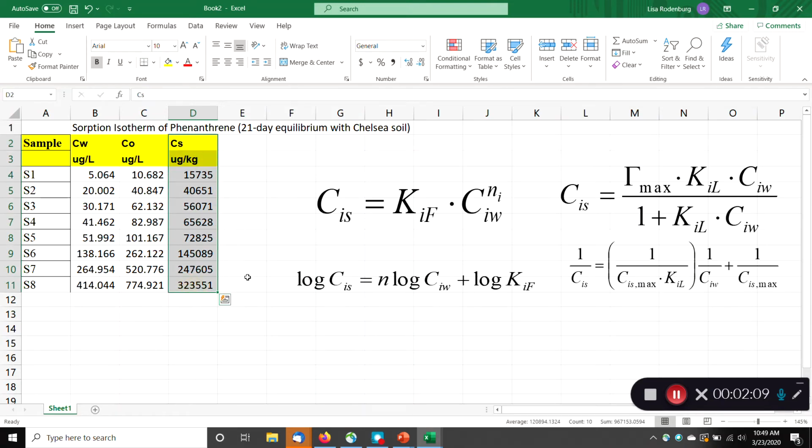And of course, you're assuming no reactions, no biodegradation, which usually means you have to add something like sodium azide or something to your bottles to kill the bacteria, because over 21 days, bacteria could very well degrade phenanthrene.